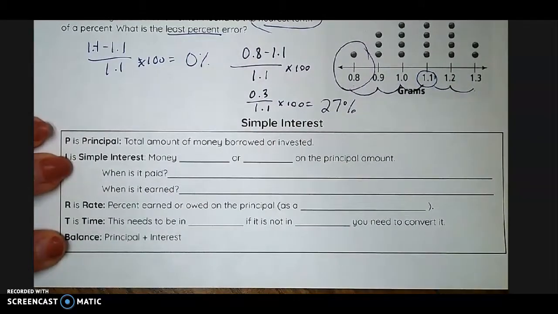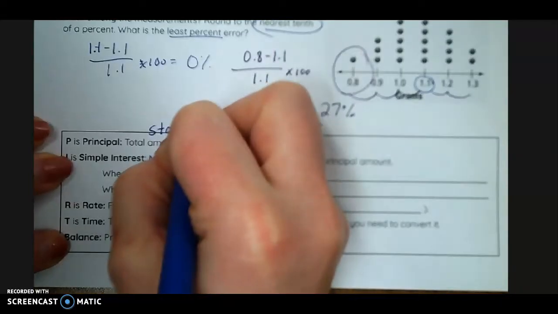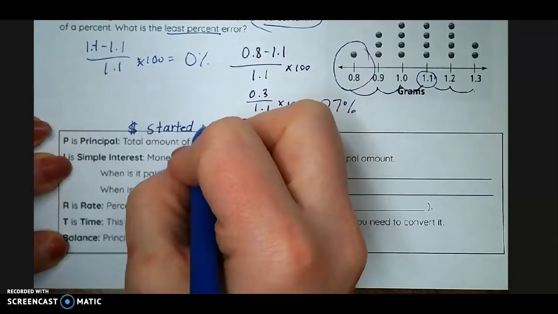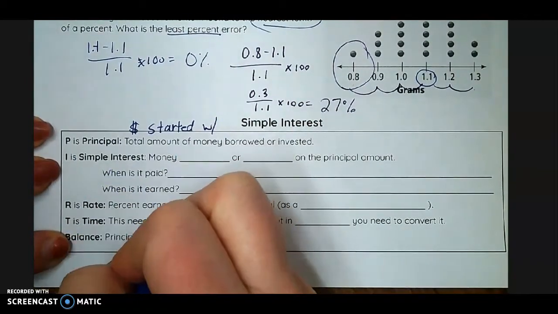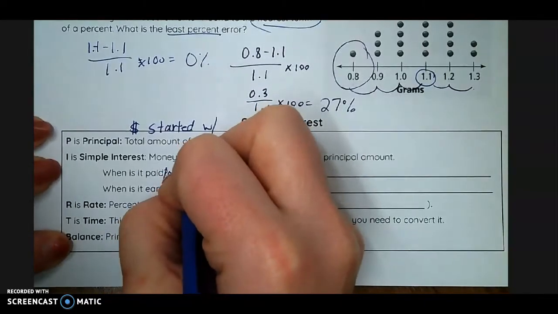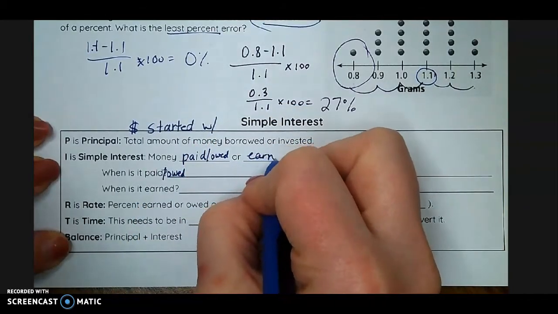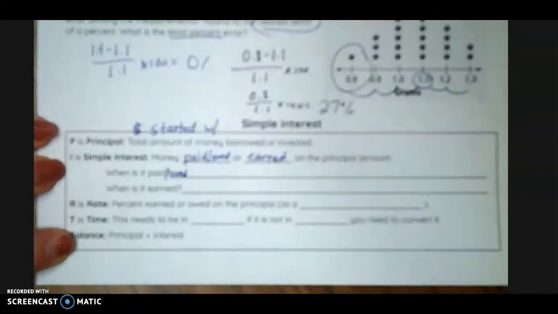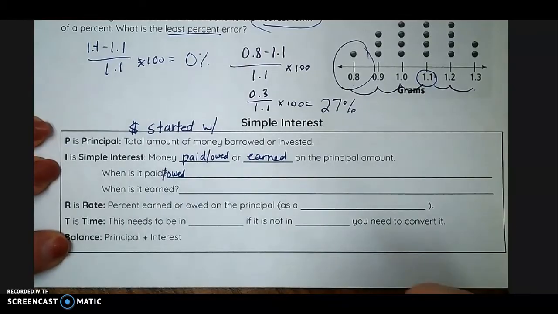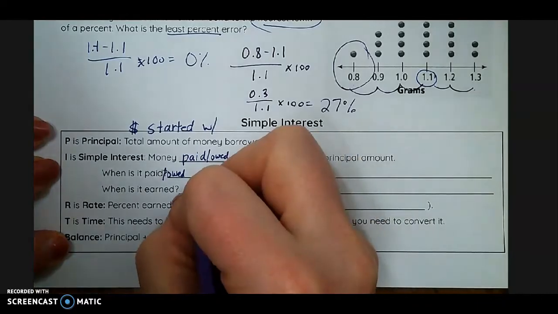The principal is the total amount of money borrowed or invested, and I think of it as what you started with. So it's the amount of money that you started with. And simple interest then is money that is paid, and I also think of it as owed, or it can be money that you earn, because interest can be something that's good. Your money can be working for you and growing for you, or it can be money that you've borrowed and then you're having to pay the interest. So that means the interest is a bad thing at that part.